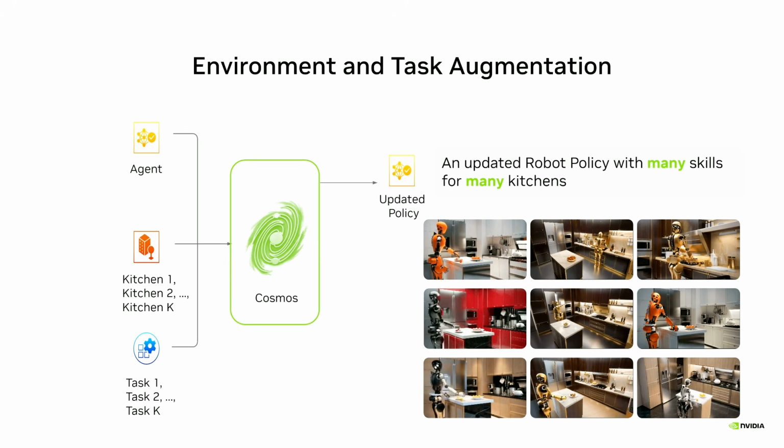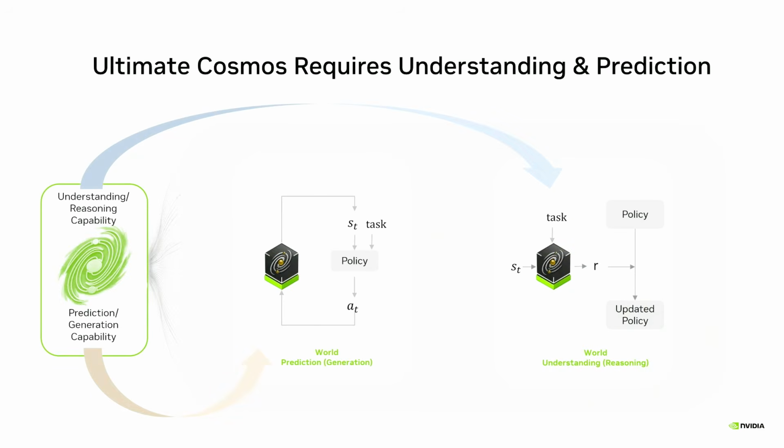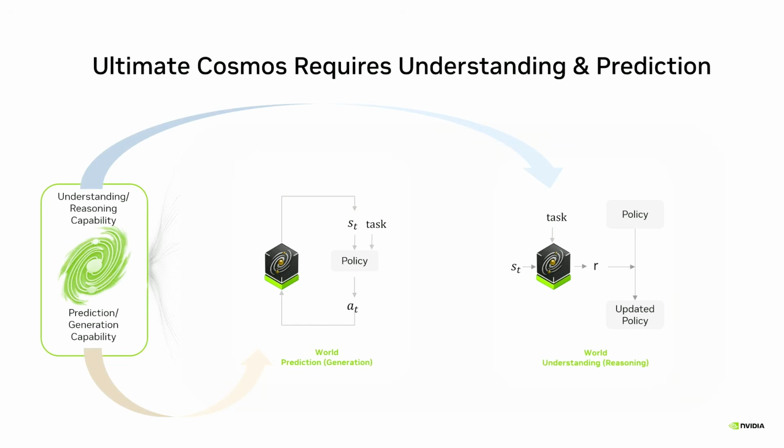Okay. And to build this generative training facility, the world model, the ultimate Cosmos needs to have two fundamental capabilities. The first one is the understanding and reasoning capability, so that it can look at whether the agent completed the task in simulation. Look at the final state and check the task. What is the task and the final state, to see if the agent really completed the task. And based on that, you have a reward R, and the reward is used to update your policy.